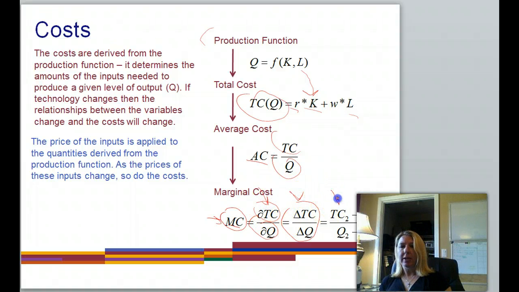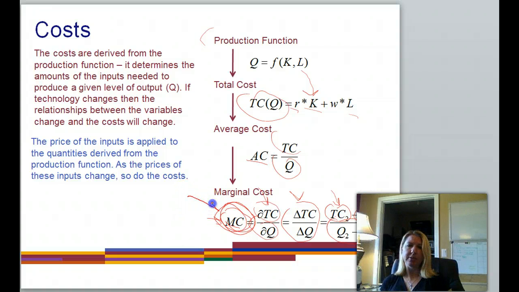If we're looking algebraically in discrete terms, and we have a table of cost values, for example, we could take any two sequential points, TC2 and TC1, and subtract the first from the second, do the same for the respective quantity values, and it will tell us the additional cost, or marginal cost, that's associated with producing one more unit of the output.